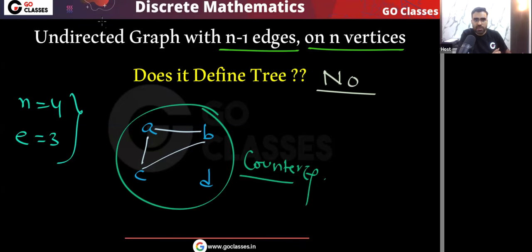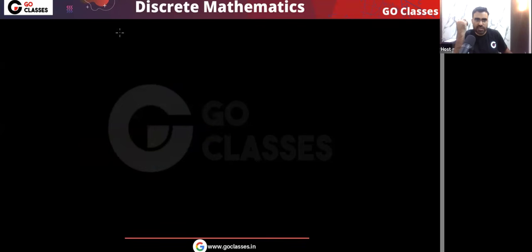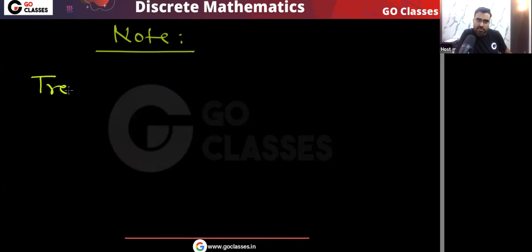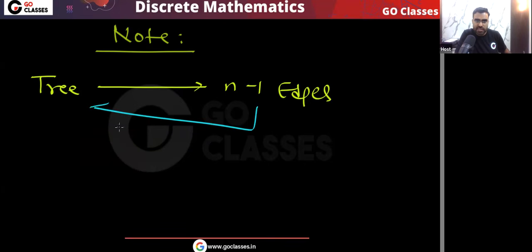This is the counter example. So you can see that this is not the definition of tree. Is this clear? Please understand, very important point: if you have a tree, then there will be n minus 1 edges. Every tree has n minus 1 edges. But if you have n minus 1 edges, then it does not mean it is a tree. Is this clear? Very simple.